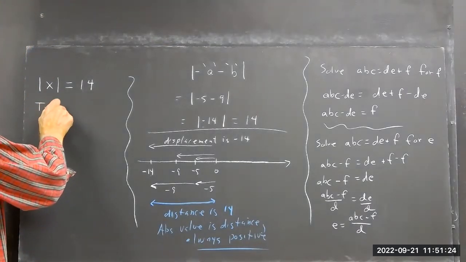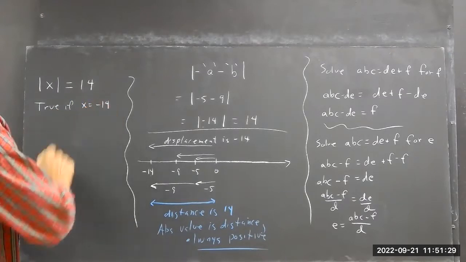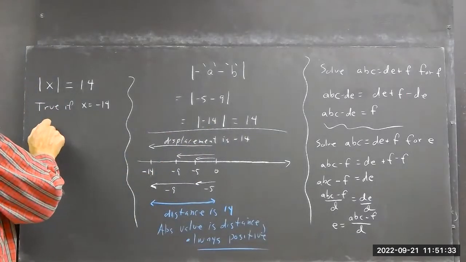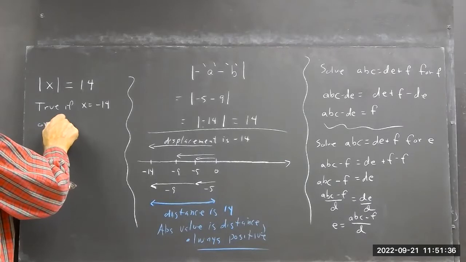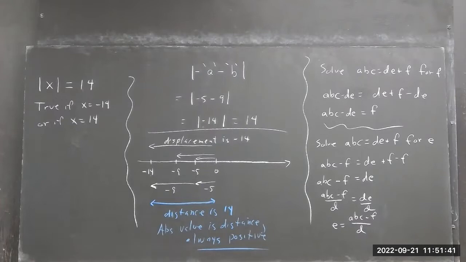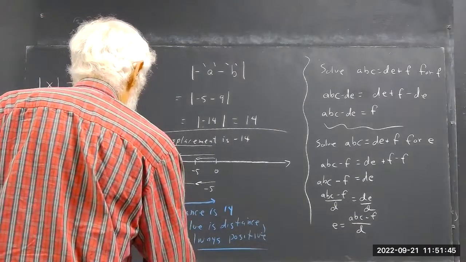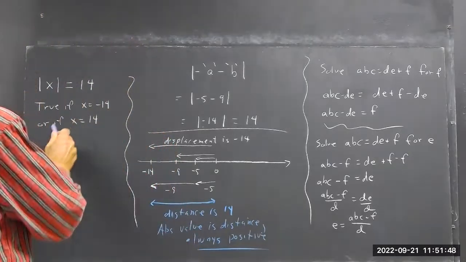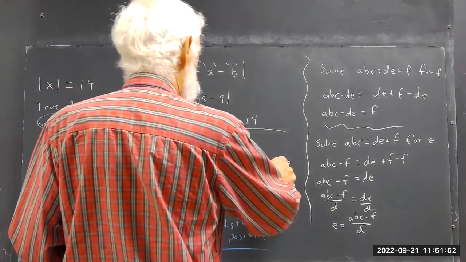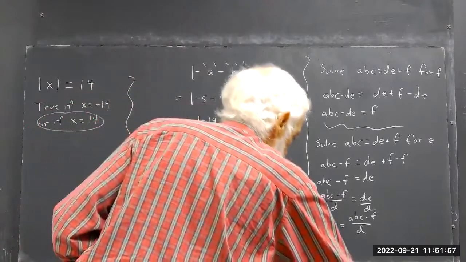Okay, so do we understand that negative 14 and 14 are both solutions? So I can say if this equation is true, x equals negative 14, because we saw absolute value of negative 14 is 14. Or if x equals 14. It's because, according to my model here, out here, negative 14, 14.